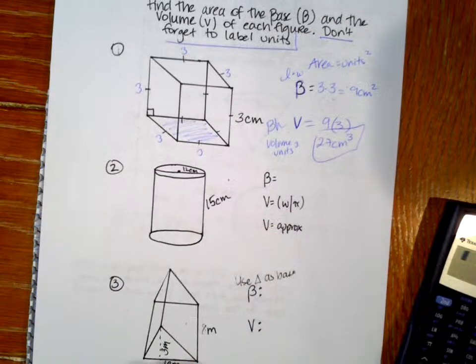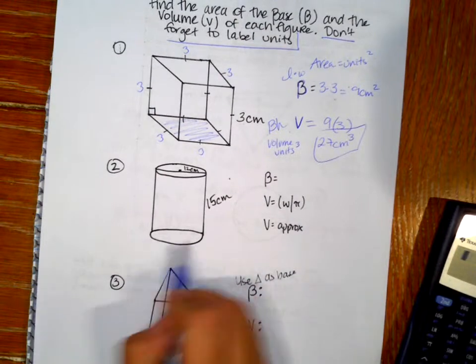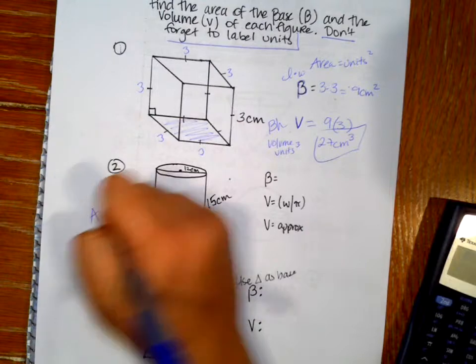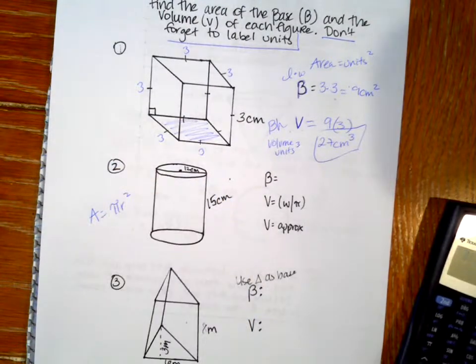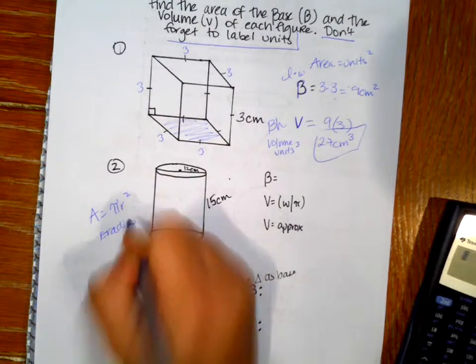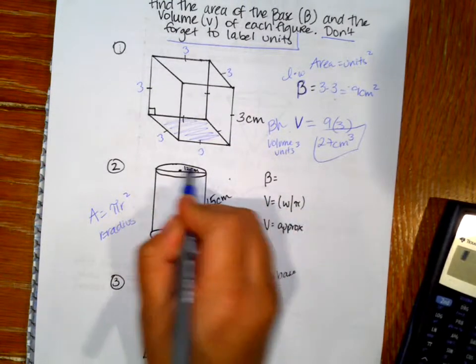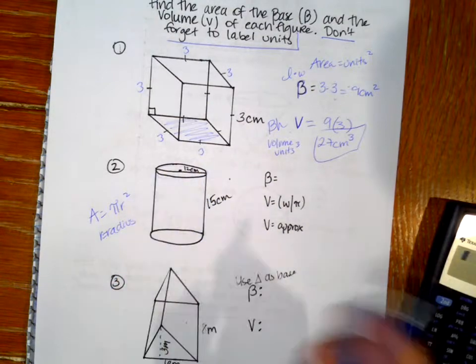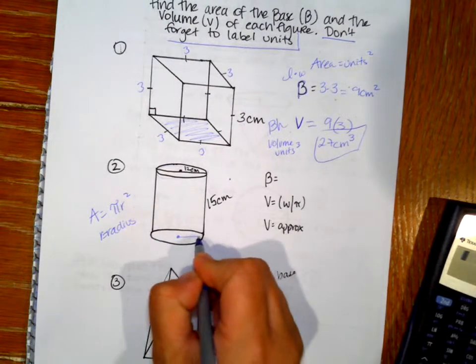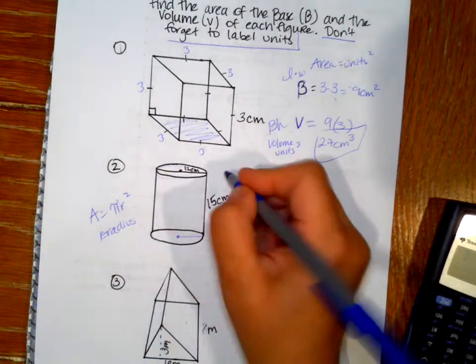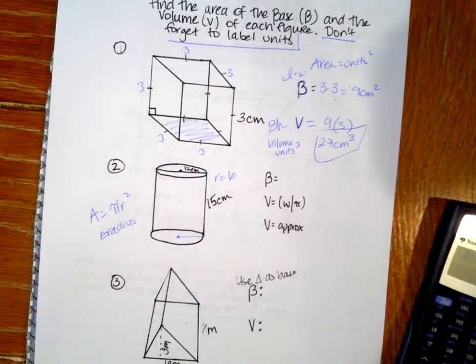Cylinder. For a cylinder, the bottom is a circle. To find the area of a circle, your formula is pi r squared, okay, where r is the radius. In a problem like this, they did not give you the radius, they gave you the diameter. The diameter is the whole thing across. The radius is half of the diameter. So in this case, your radius is going to equal 6 because the whole thing is 12.